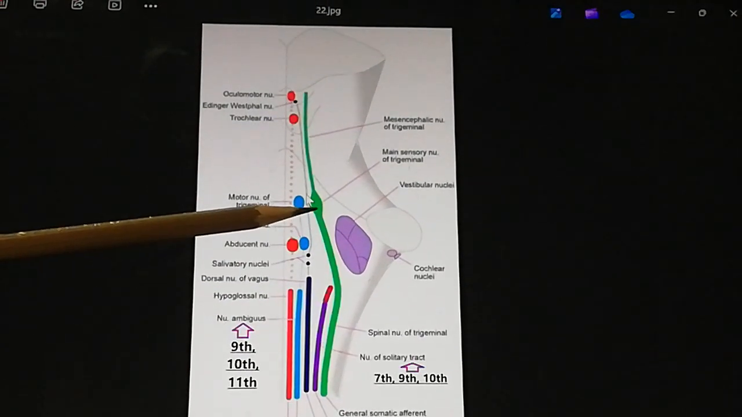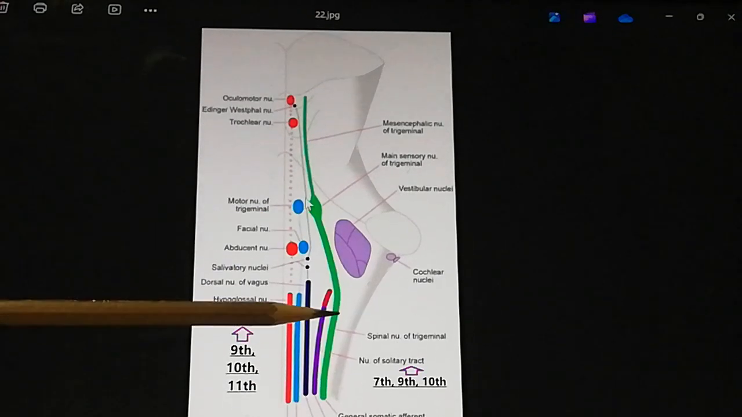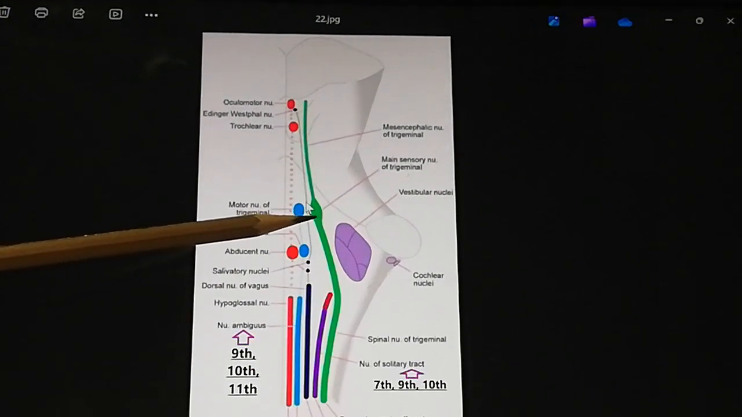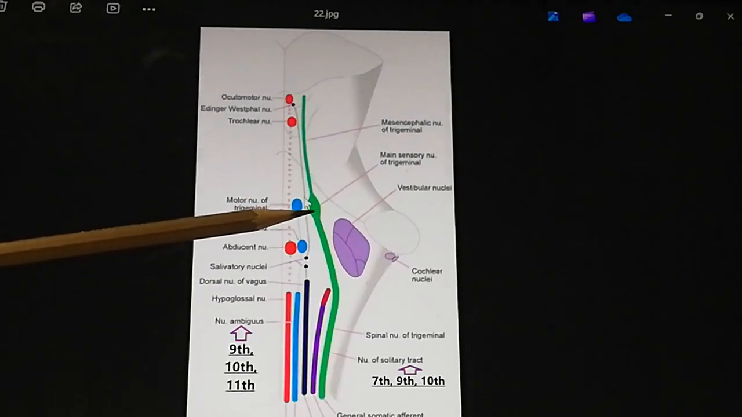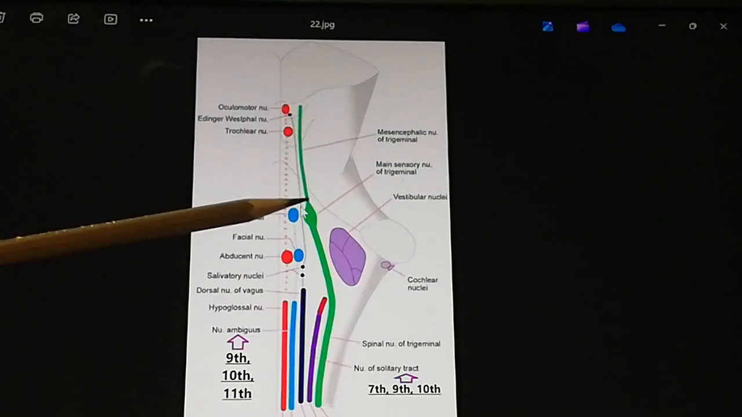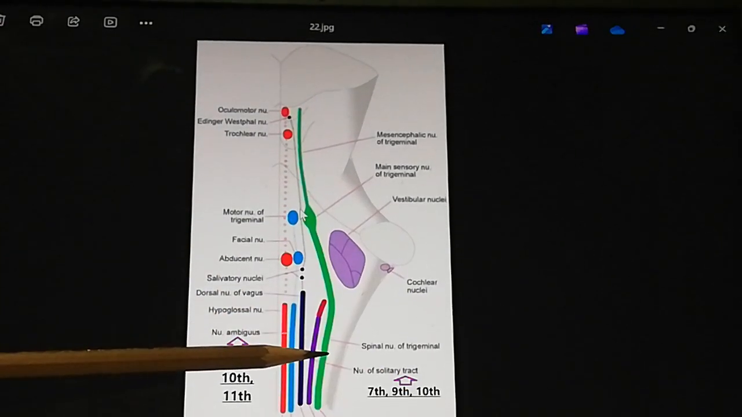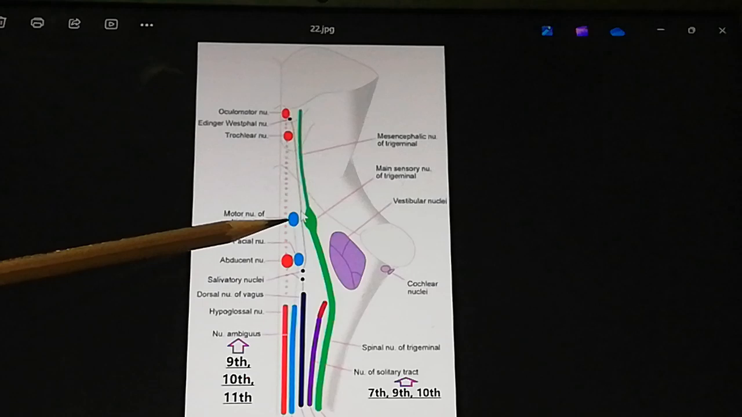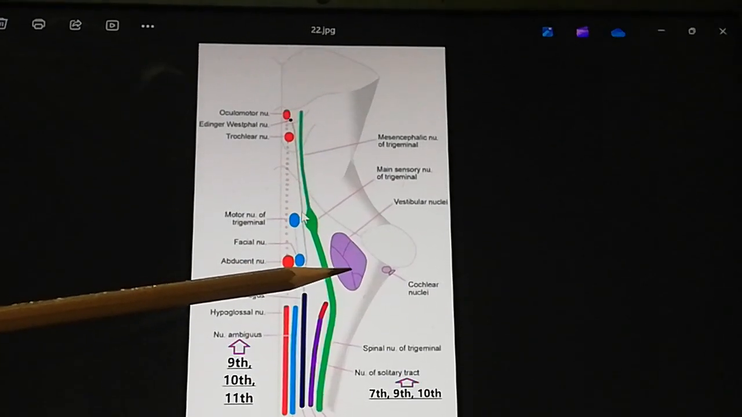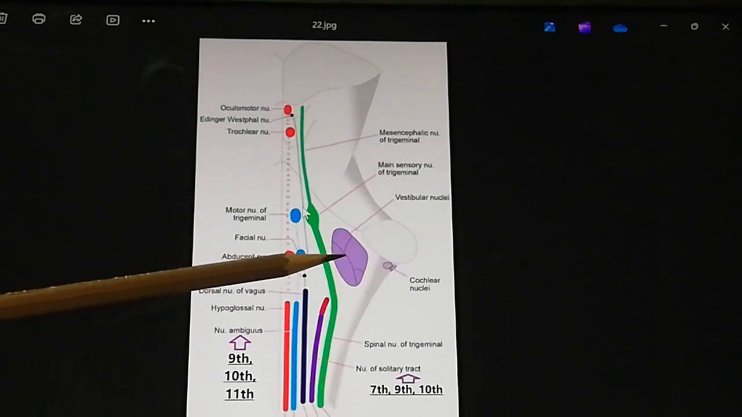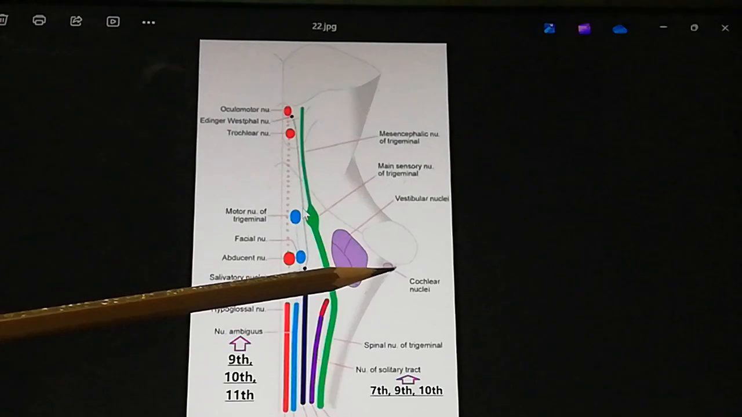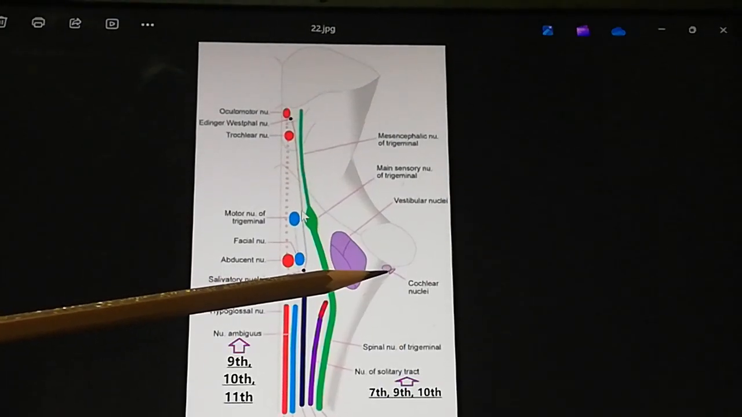Then you see the main sensory nucleus, and this main sensory nucleus you can see present in the fourth ventricle. Now you can see its mesencephalic nucleus, right? These three shown in green color are sensory nuclei, and this blue one is the motor nucleus of the trigeminal nerve. Now concentrate on the nuclei of the eighth cranial nerve, its vestibular nuclei, the superior, inferior, medial and lateral, and these are ventral and dorsal cochlear nuclei, right?